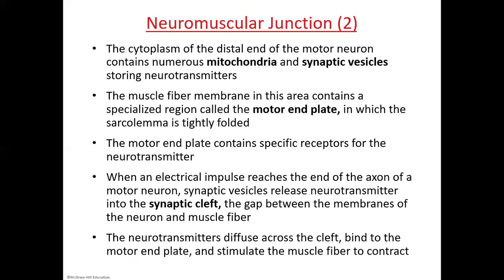When the electrical impulse from either the brain or the spinal cord reaches the end of that motor neuron's axon, that triggers the synaptic vesicles to release the neurotransmitter acetylcholine into the synaptic cleft, the gap. Acetylcholine has to diffuse across that gap, and then it will bind to the protein receptors on the sarcolemma on the other side of the motor end plate. That causes an action potential, and that triggers the muscle fiber to contract.